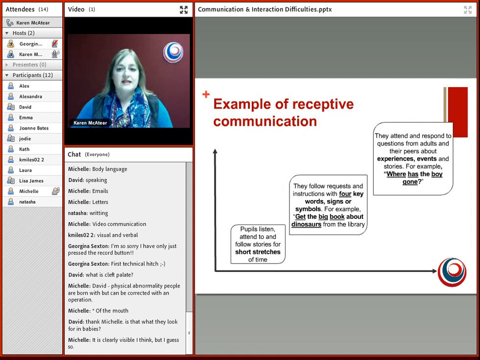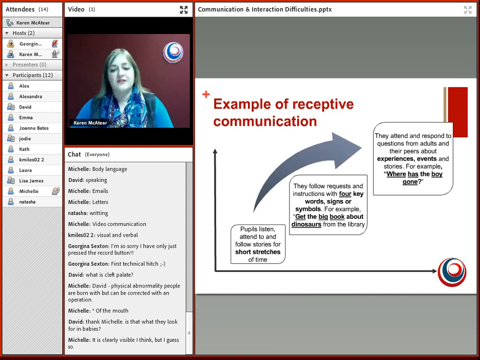So examples of receptive communication. So we've got a little, where's my app? Here it is. So this is the way it develops, the stages of development. So firstly, we have to have the pupils or the children listen to and attend and follow short stories. We're using reading as an illustration here. Short stretches of time. So the key is short. I've made that bold, so emphasize that. I cannot emphasize that enough. I think we're talking about initially no more than 10 minutes at a time. So short stretches of time.